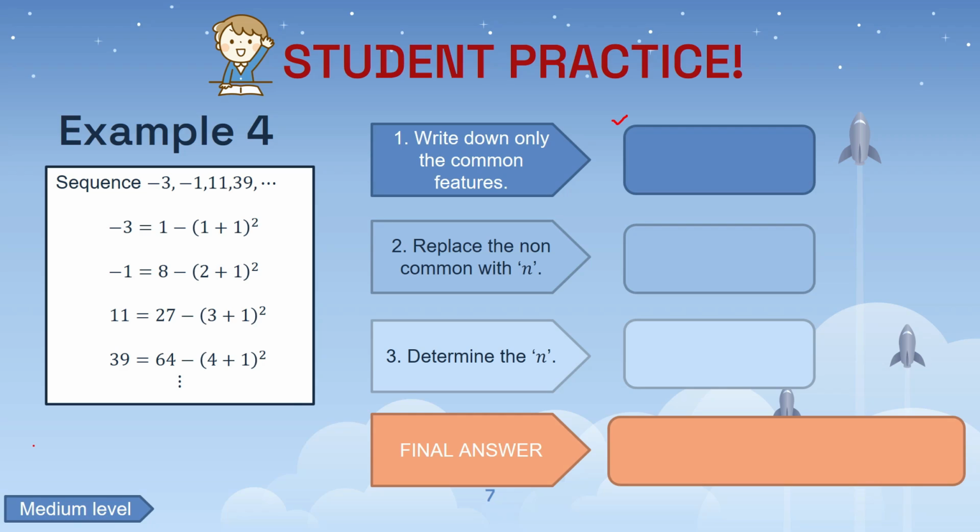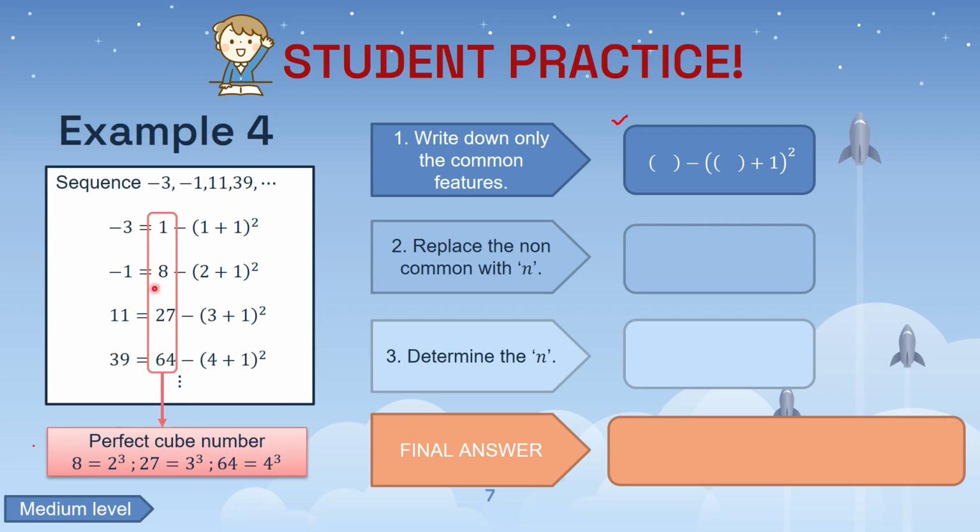Now let's check whether the answer is correct or not. First step, write down only the common feature. The common features are the minus sign, the bracket sign, the plus sign, the number 1, and the power of 2. Then we replace the non-common with n, but first we must determine from 1, 8, 27 and 64 that these are perfect cube numbers.